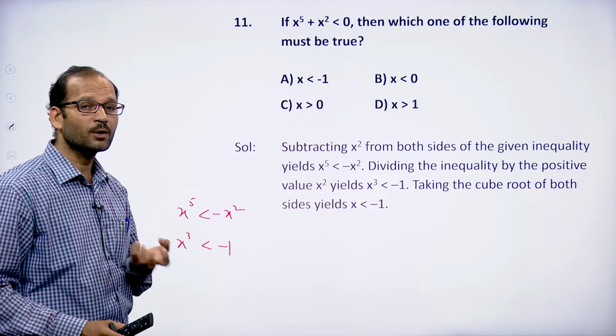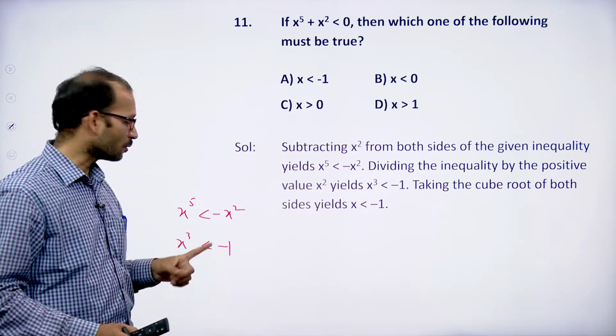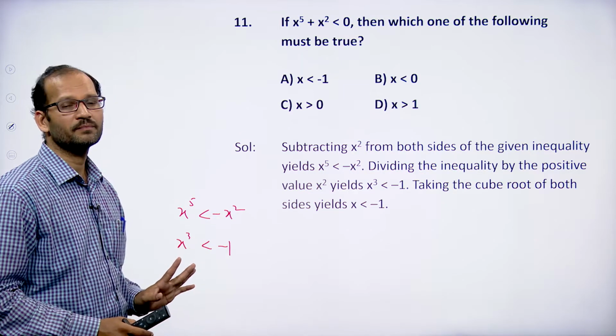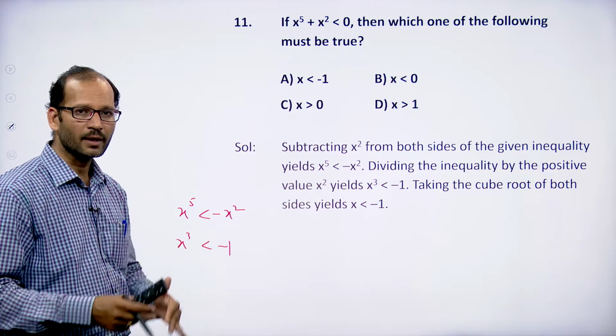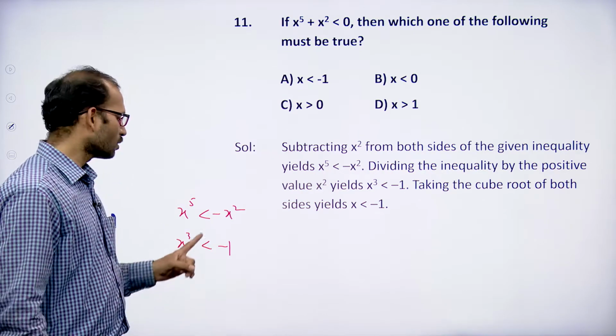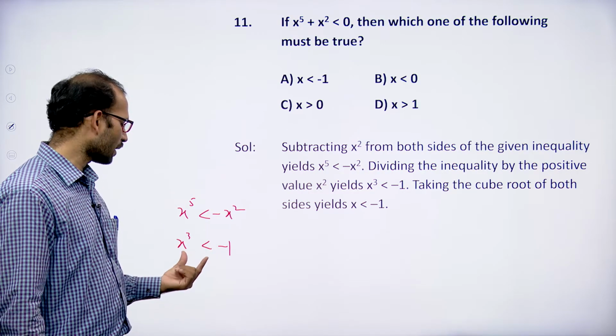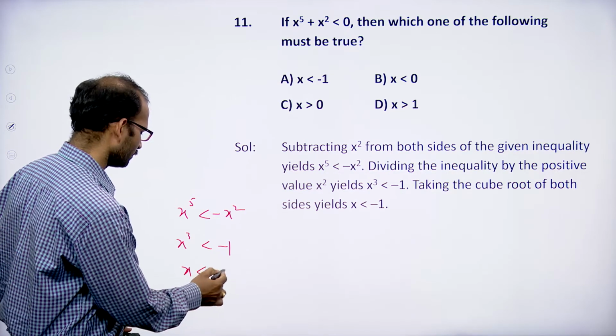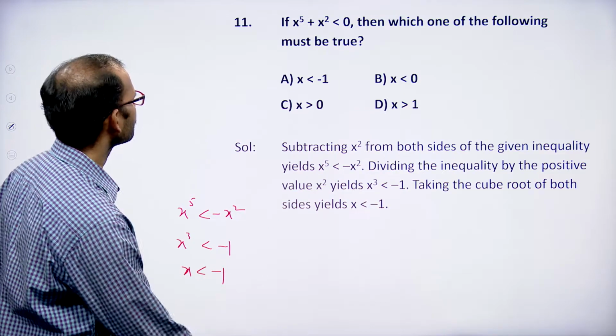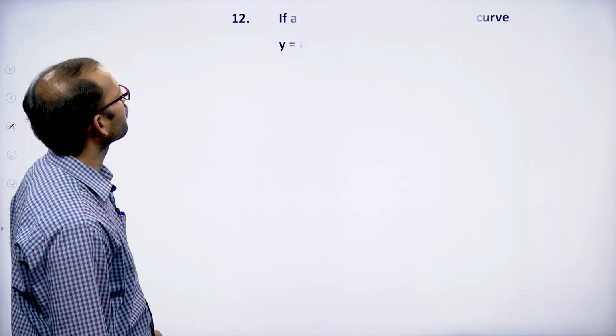Whatever the quantity you are dividing by, if it is negative, the inequality will get reversed. If you divide by a negative quantity, the inequality will be reversed. If you divide by a positive quantity, the inequality will continue the same as it is. So x square is positive, therefore it continues. X cube is less than minus 1, therefore x is less than minus 1. So that's it.